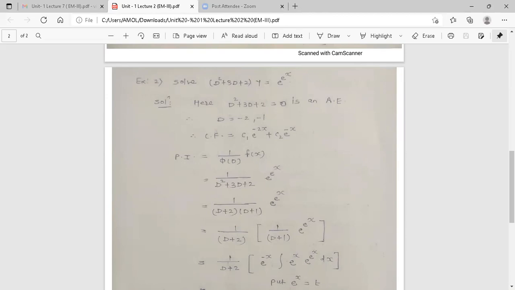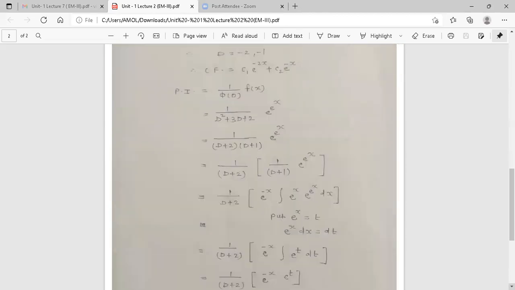Now there are two factors in the denominator, so we will solve one by one. First we will solve for 1 upon D plus 1 and then we will solve for 1 upon D plus 2. So 1 upon D plus 2 stays as it is. Now solve for 1 upon D plus 1. Now the function is e to the power x. So use the third formula of the general method.